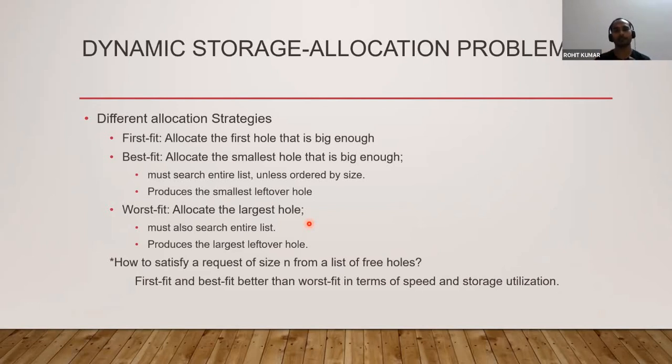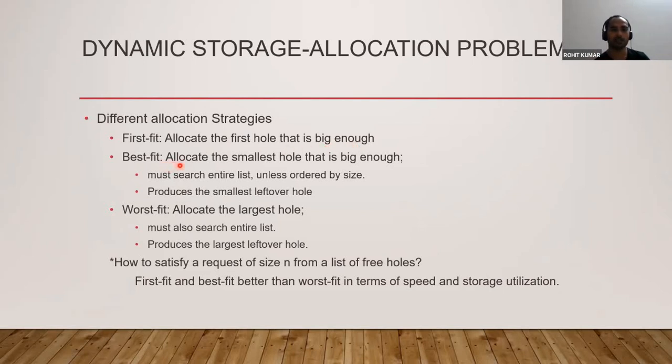Suppose your process is there and the holes are also available. Holes means free locations. You need to store your process at one of the free locations. So there are three choices: either you choose the first fit algorithm, or the best fit algorithm, or the worst fit. First fit means allocate the first hole that is big enough, that is sufficient to hold the process with respect to its memory requirements.